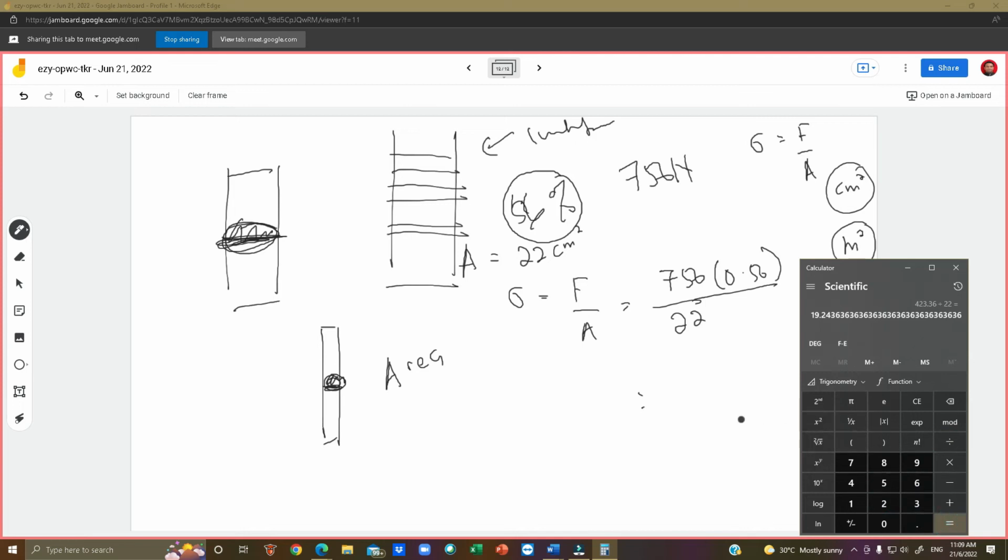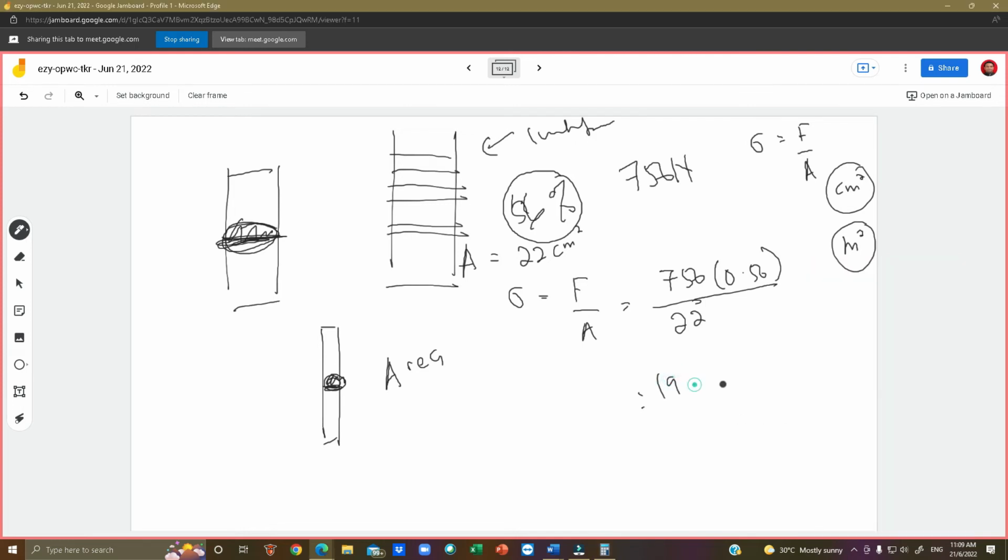We have 19.2 centimeter square. Inilah tekanan setiap disk ni terima. Okay, ni contoh pertama. Okay, soalan kedua.